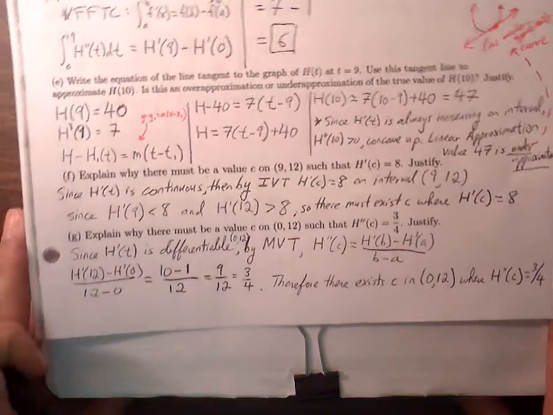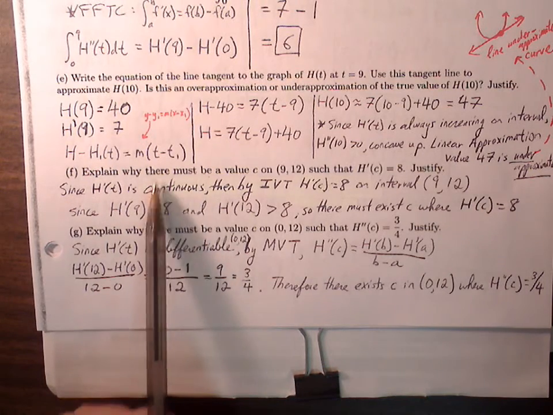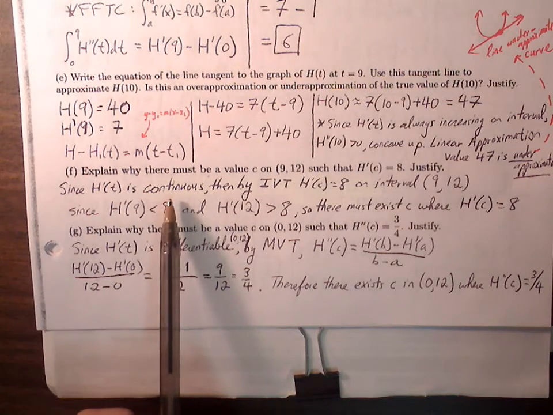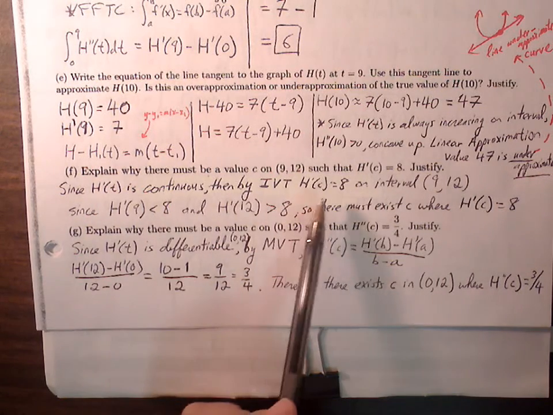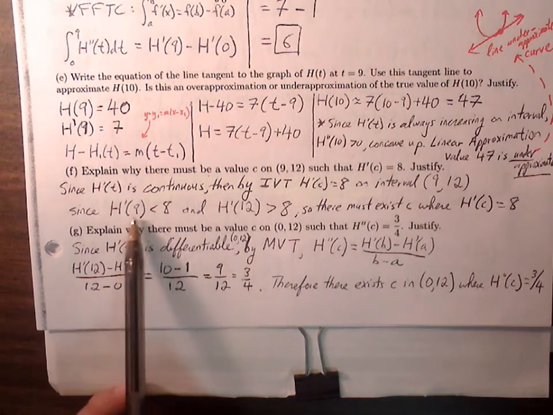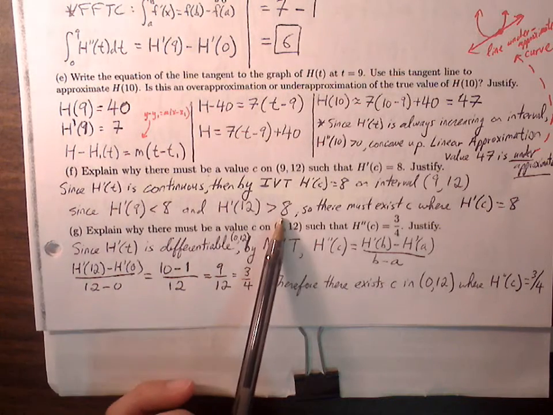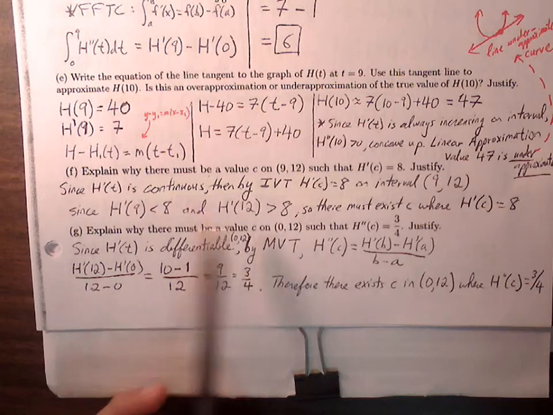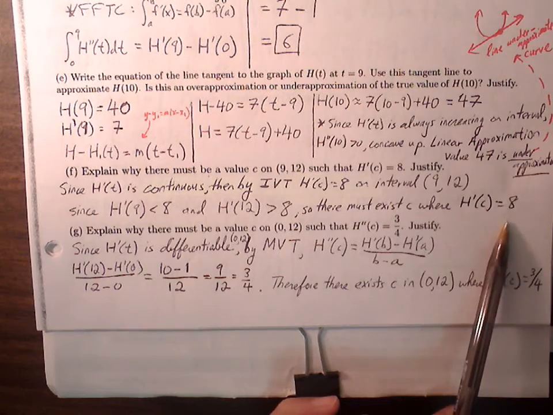So just to be able to justify it in a statement, we can say since h prime is continuous, it says differentiable, but we're just going to state the fact that the continuity is what's key here. So because h prime is continuous, that means there's no breaks, then by IVT we can guarantee h prime of 8 on the interval from 9 to 12, because on one end we have h prime of 9, which is less than 8, and then on the other end we have h prime of 12, which is greater than 8. So if we go from a value that's less than 8 and then arrive at a value that's greater than 8, then it has to cross through 8 at some point in time. So there must be a c value where h prime of c is equal to 8.